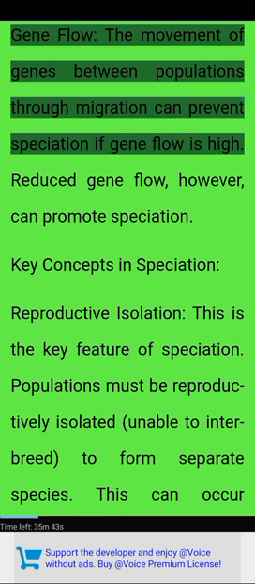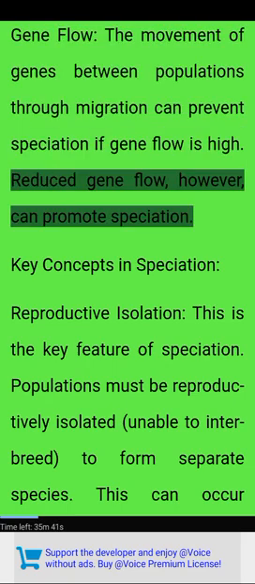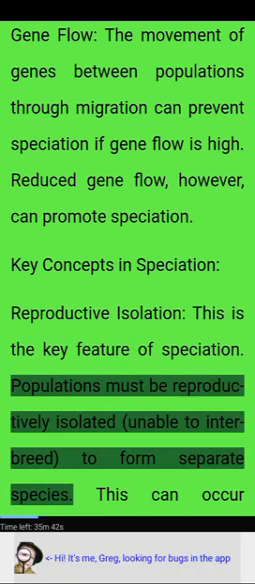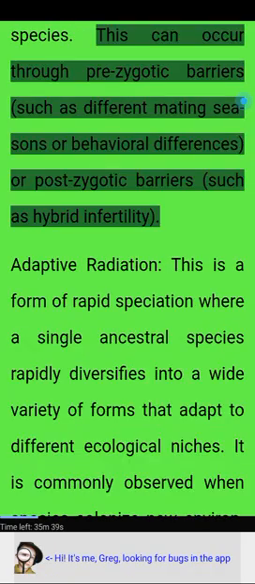Gene flow. The movement of genes between populations through migration can prevent speciation if gene flow is high. Reduced gene flow, however, can promote speciation. Key concepts in speciation. Reproductive isolation. This is a key feature of speciation. Populations must be reproductively isolated, unable to interbreed to form separate species. This can occur through pre-zygotic barriers such as different mating seasons or behavioral differences, or post-zygotic barriers such as hybrid infertility.